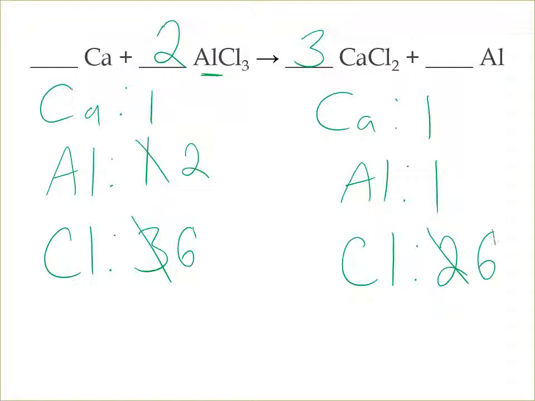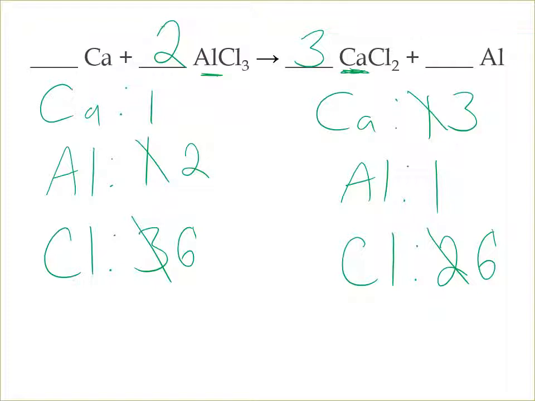3 times 2 is 6, but we now also change the number of Cas. So 3 times the unwritten 1 will give me 3 Cas on the right. Those are the only things I changed, so let's now recount. Cas are currently unbalanced, 1 on the left, 3 on the right. Al is currently unbalanced, 2 on the left, 1 on the right. My chlorines are balanced, though, with 6 on each side.